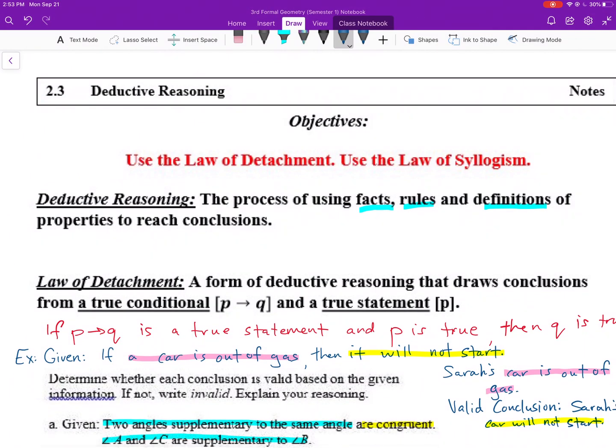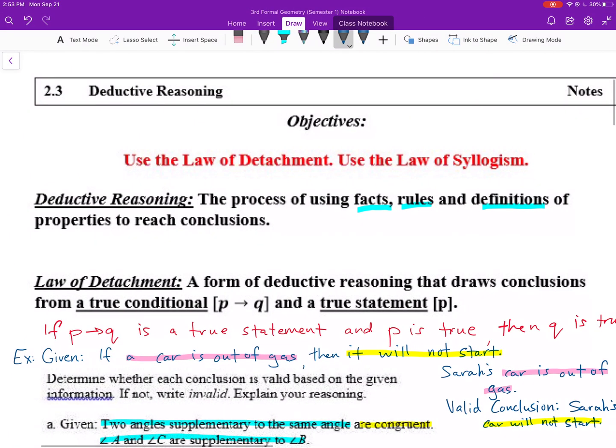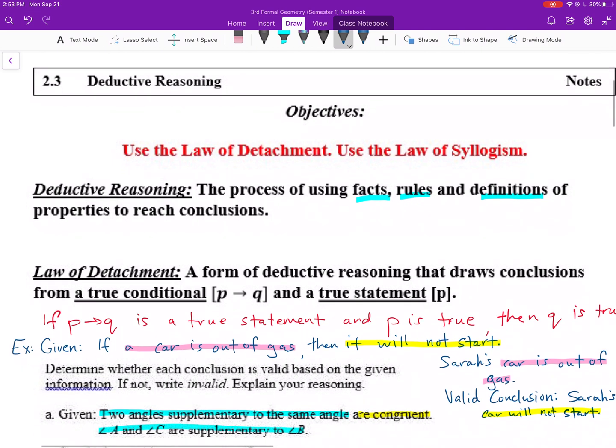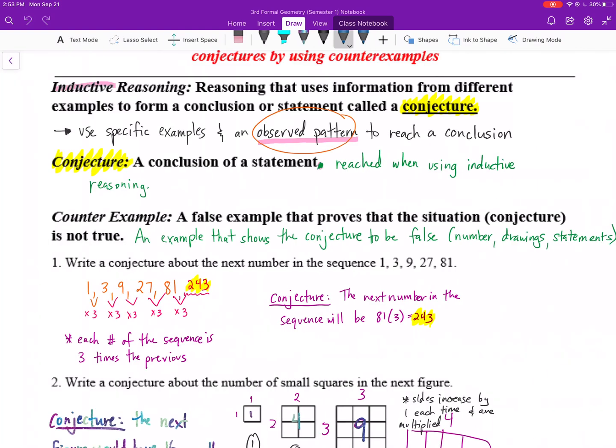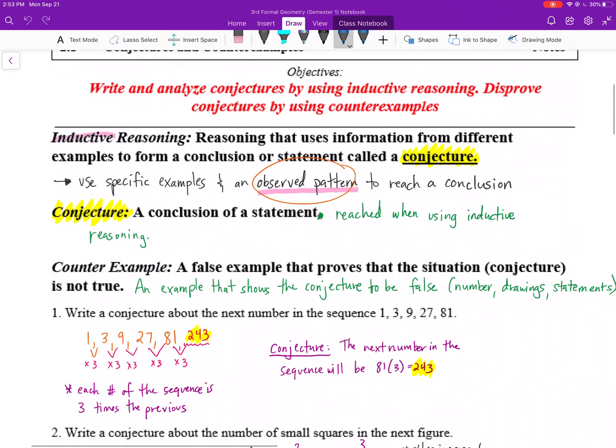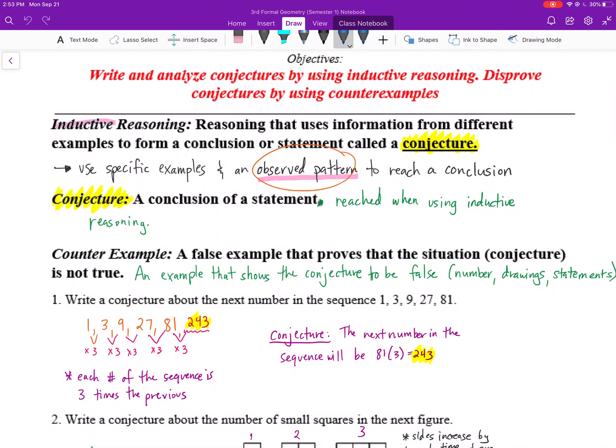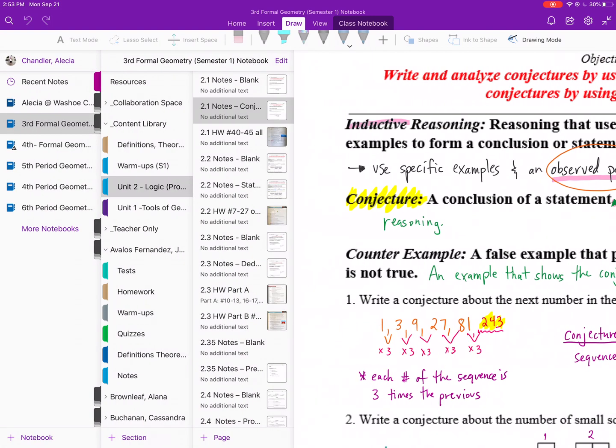All right, Colts, we're going to do 2.3 notes for deductive reasoning. So remember in 2.1 we did inductive reasoning, and inductive reasoning is when we talked about patterns. We were kind of making assumptions based off the things that we saw. We had conjectures. If we could disprove them with one example, a counterexample, then it proved to be false. So that was inductive reasoning: reasoning that uses information from different examples, so they're specific, or that they are an observed pattern.